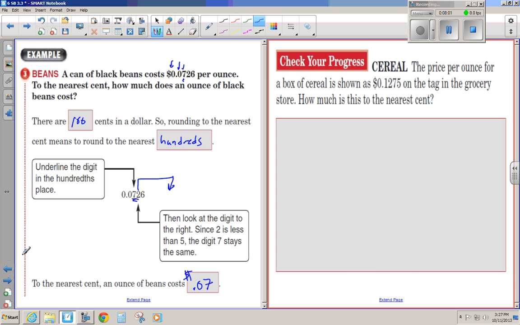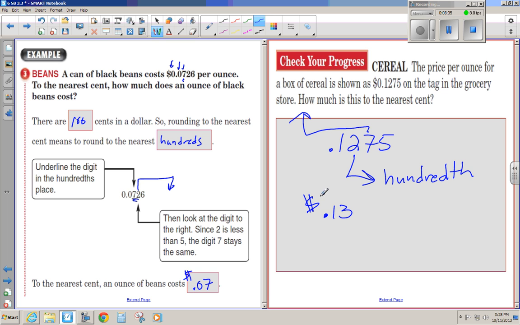All right, let's take a look at this. Cereal. The price per ounce for a box of cereal is shown right here on the tag in the grocery store. How much is it to the nearest cent? Again, there are 100 cents per dollar, so we need to round to the hundredths. To the hundredth, 7 is higher than 5, so 5 into the sky means that it is basically 13 cents per ounce for a box of cereal.